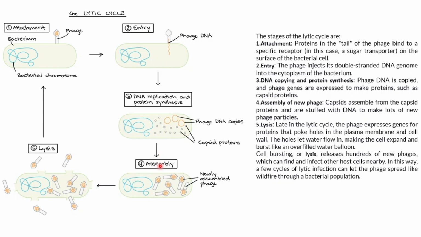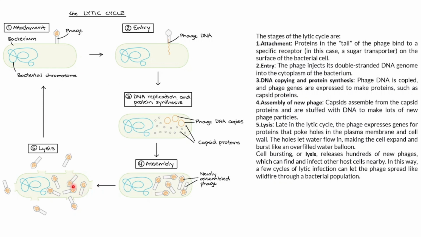Then there is assembly of the new phage. So now the DNA replication has occurred and protein synthesis also occurred. So capsids will assemble from the capsid proteins and are stuffed with DNA to make lots of new phage particles. Then lysis will happen. Late in the lytic cycle, the phage will express genes for proteins that poke holes in the plasma membrane and cell wall, and the holes let water flow in, making the cell expand and burst like an overfilled water balloon. So cell bursting, or lysis, releases hundreds of new phages into the environment, which can find and infect other host cells that are nearby.